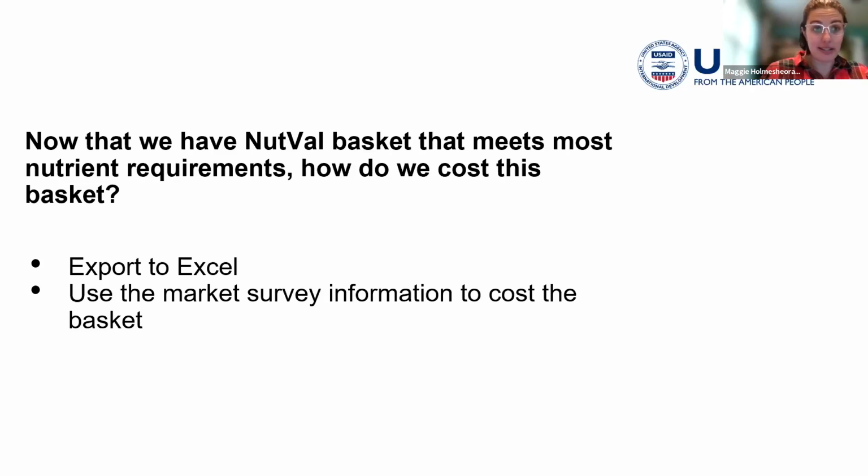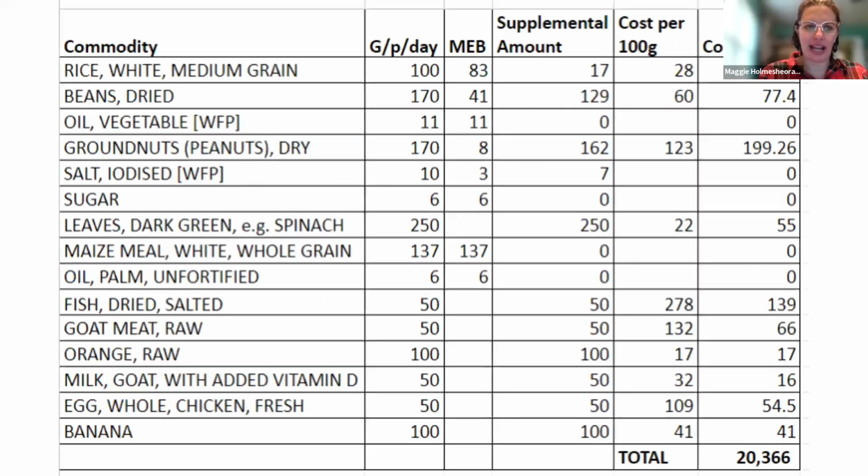So as Andy said in his demo, right now, the current version of NutVal doesn't have the ability to run a costing analysis inside the software. And so what you would do is download the ration and export it to an Excel sheet. And then in the Excel sheet, you would use that list of Sentinel foods that you added to add in the average price for the quantity of the commodity that you have added. So you can go ahead and go to the next slide.